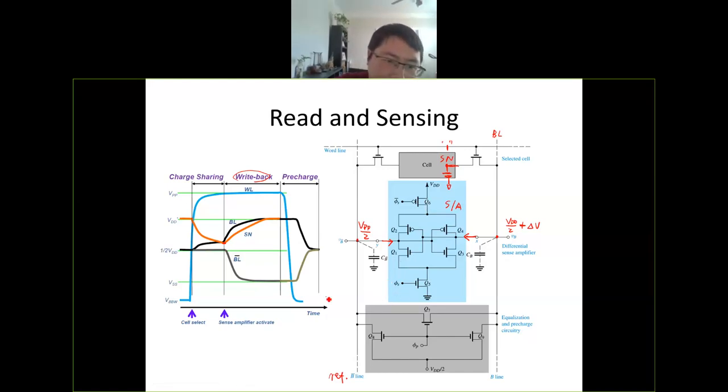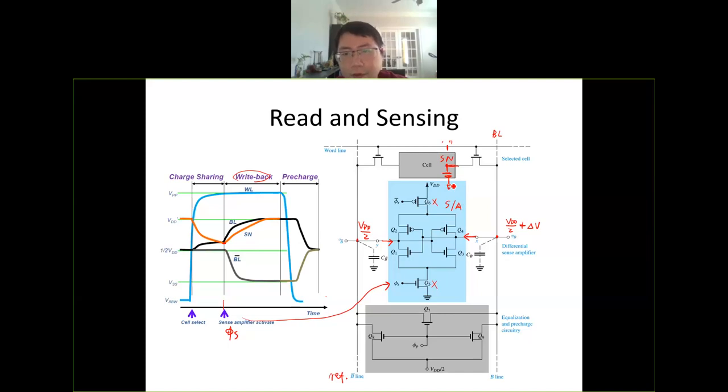So the magic here is, at this moment, we are going to turn on this bias. So the sense amplifier activate signal is to activate this bias. This is because before the bias is activated, this Q5 NMOS is off. This PMOS Q6 is also off. So this latch is a floating circuit. It does not have ground or VDD, so it's floating.